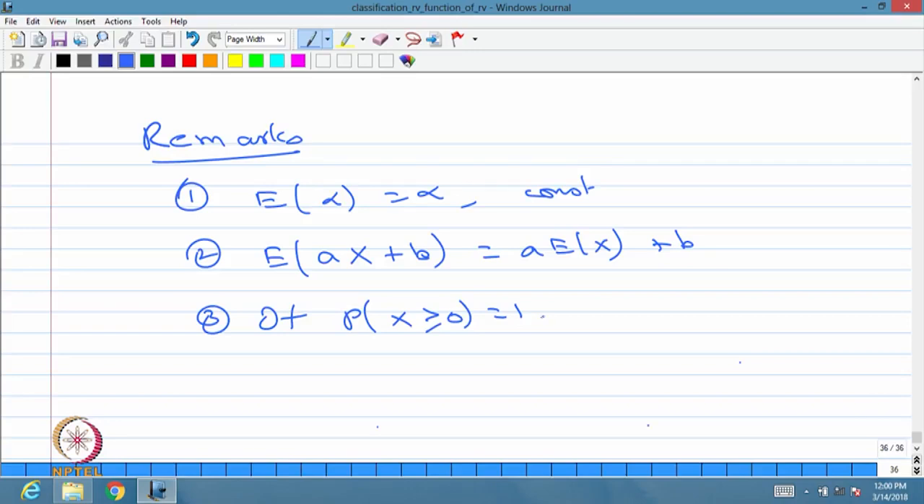In that case, if the expectation exists, then the expectation of x is also going to be greater than or equal to 0. Intuitively, if the probability of x greater than or equal to 0 is 1, and the expectation of x exists, then the mean value of that random variable is also going to be greater than or equal to 0.